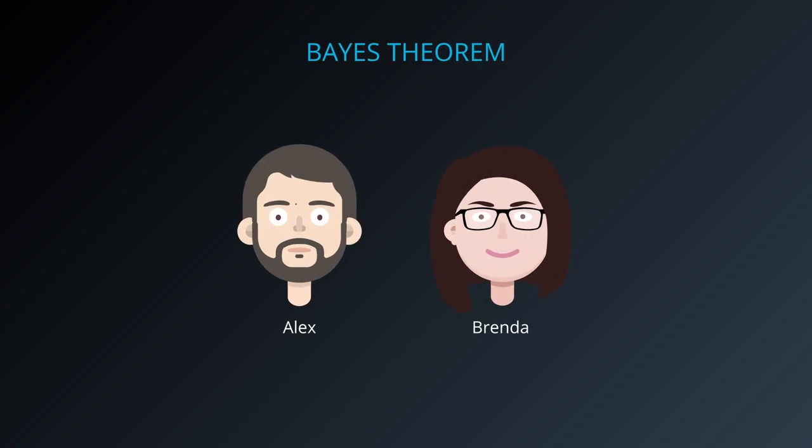Bayes' theorem can get a little more complex. Let's take a look at a small example, and what we'll do here is we'll mess a bit with the prior probability. So again, we have Alex and Brenda in the office, and we saw someone pass by quickly, and we don't know who the person is.